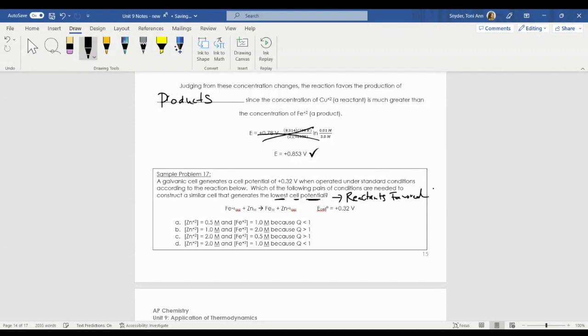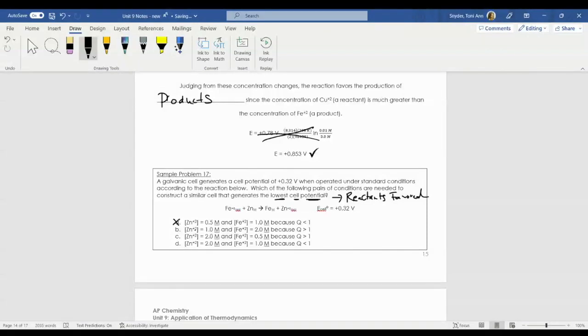I don't want to produce a lot of products. So, okay, which one of these will favor the reactants? Let's take a look. My concentration of zinc is 0.5, and my concentration of iron plus 2 is 1. So in this case, my concentration of iron plus 2 is higher than my concentration of zinc. So that one can't be true because that's going to favor the forward reaction.